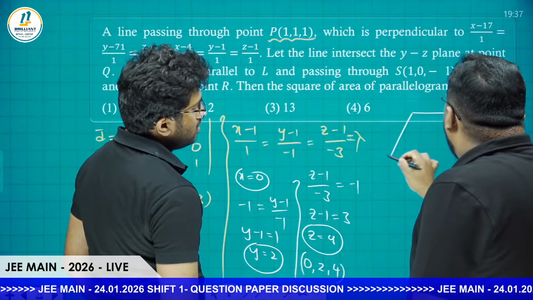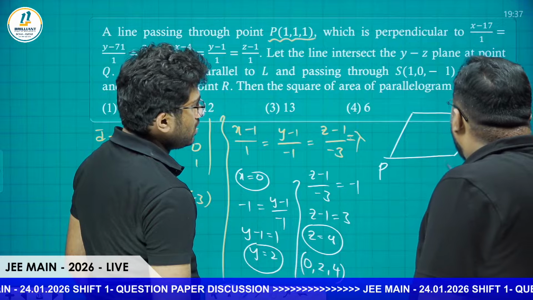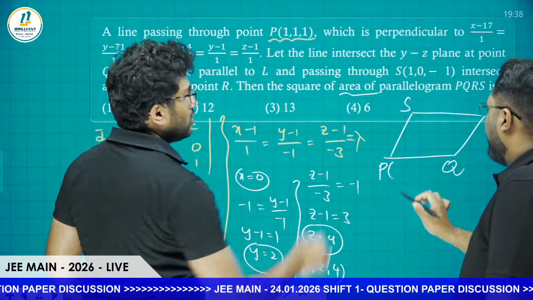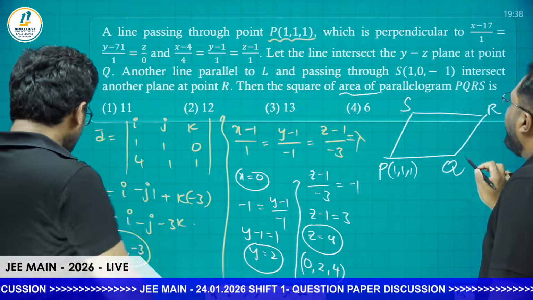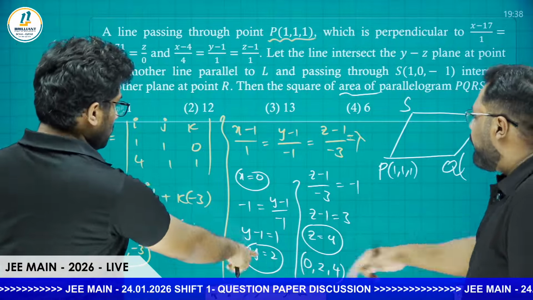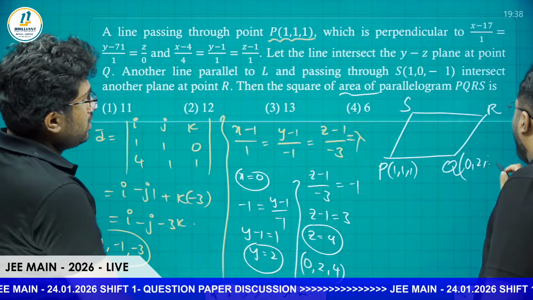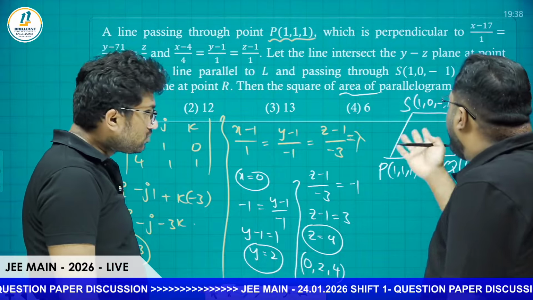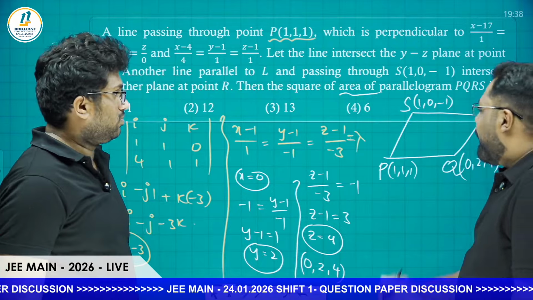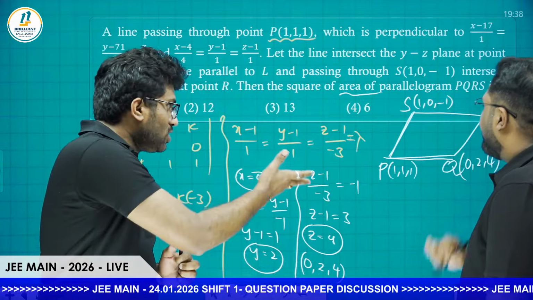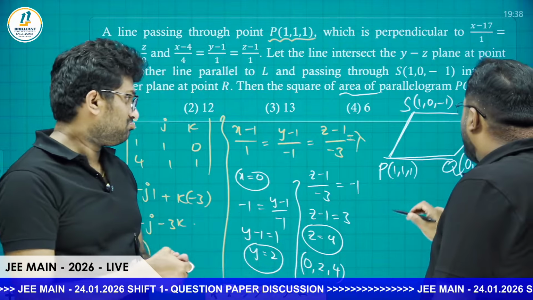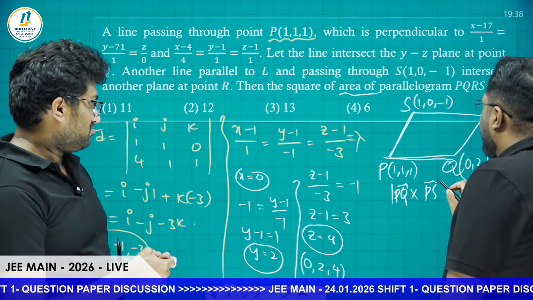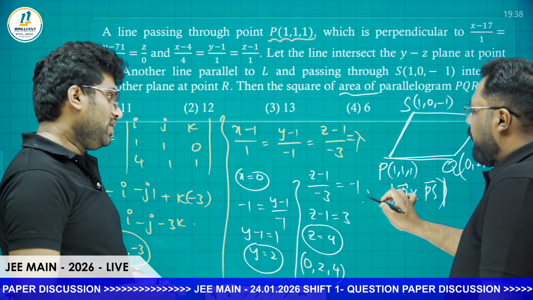So now we are asking about the area of the parallelogram PQRS. We got P, which is 1, 1, 1. Q is 0, 2, 4. And S is given as 1, 0, minus 1. Now what they want is the area of the parallelogram. What is it? The cross product of the adjacent sides. Yes, so the magnitude of PQ cross PS, that is the area of a parallelogram.